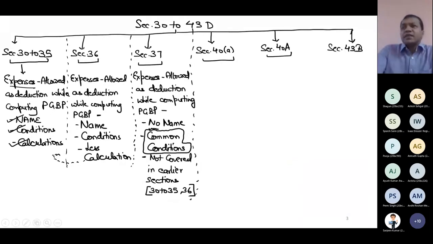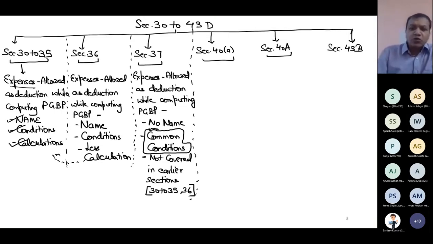But provided those are those payments on which you were supposed to deduct tax at source. So before discussing 40 clause A, let me simply make you understand one point.